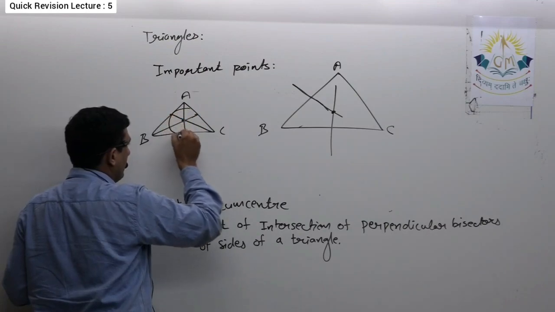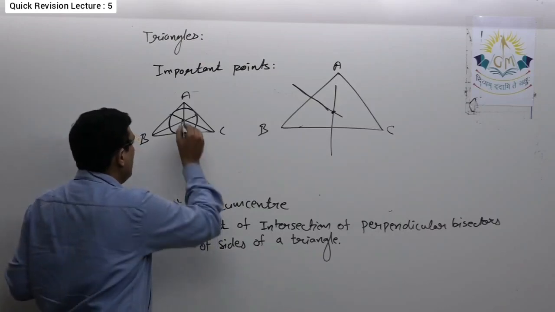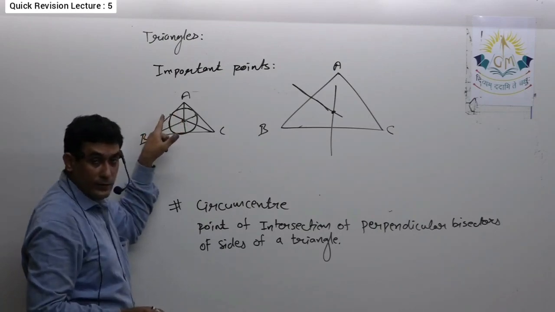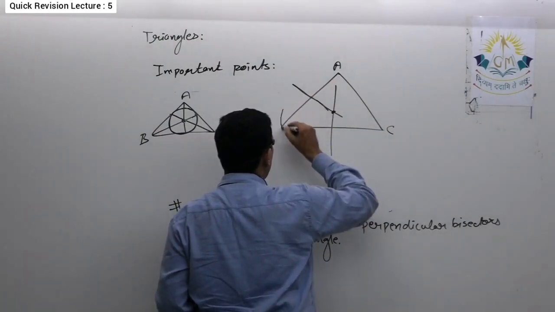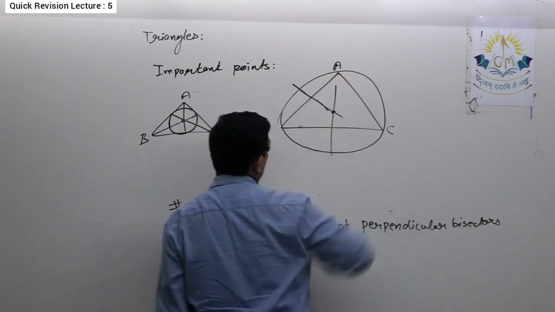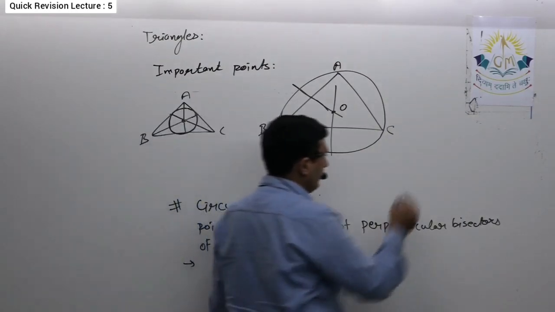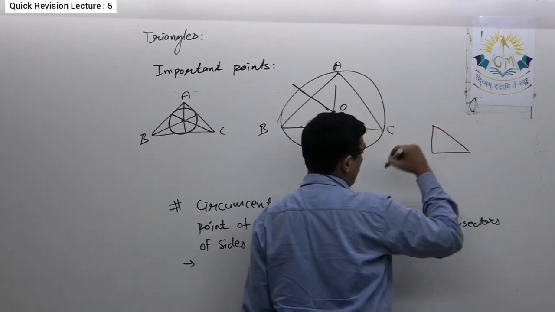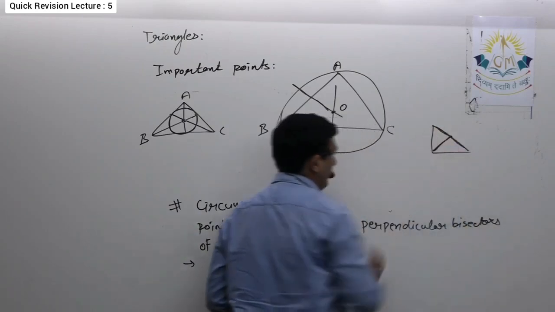If we draw a circle which touches the sides of the triangle, then that point is called the incenter, because it is the center of the circle which touches all three sides of the triangle. Similarly, the circumcenter is called so because if you draw a circle passing through the vertices, this will be the center of that circle. It is denoted by capital O. Now O lies inside in an acute triangle, outside in an obtuse triangle, and in a right triangle it lies on the midpoint of the hypotenuse.